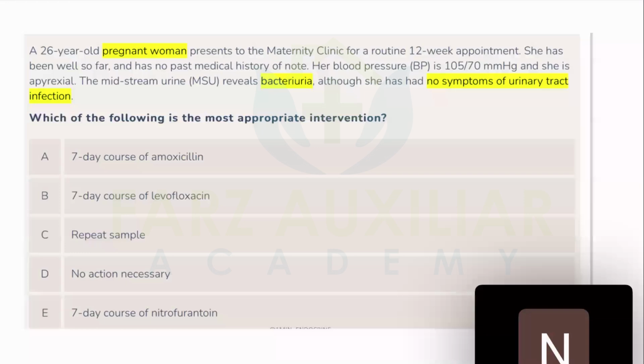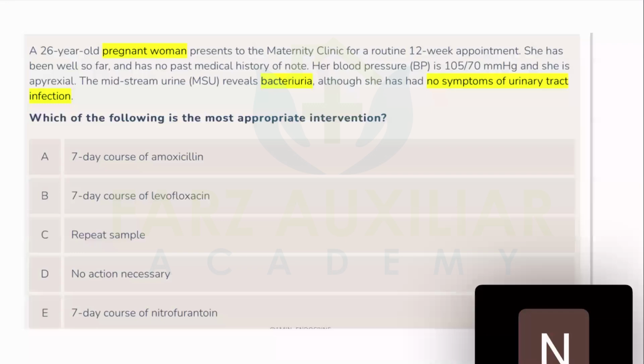So here the patient is pregnant. She has come for a routine 12 weeks appointment, and there is no past medical history. She is doing well. So why do we need to treat here? Because the sample they have told you is midstream urine, so it is a good sample.